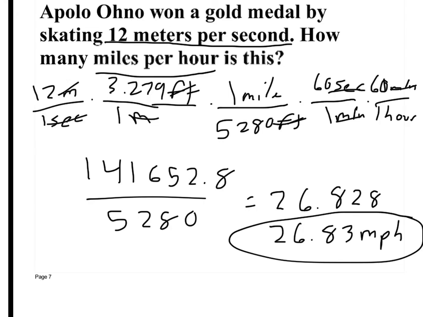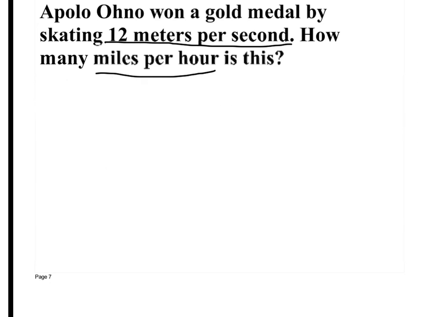I'm going to erase all this. You don't have to write any of it down. Okay? But I'm going to show you the other way of doing it. I have 12 meters per second. I'm getting rid of meters. I'm going to go to feet. Instead of timesing where it was 1 meter is 3.279 feet, I'm going to do 1 foot is 0.305 meters. So instead of timesing by 3.279, I'm going to divide by 0.305.